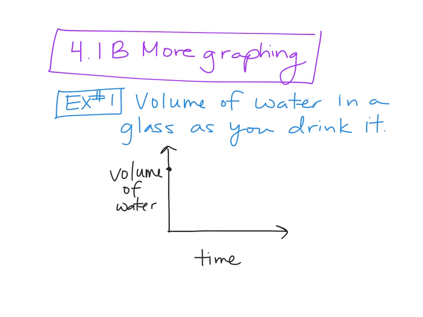Now, depending on how you drink a glass of water, your graph might look very different than the person's next to you. For instance, my graph would look something like that. My husband's graph would look something like this. What's the difference? He doesn't stop, right? He just drinks the whole glass of water.